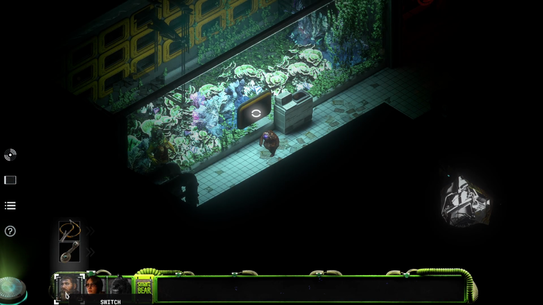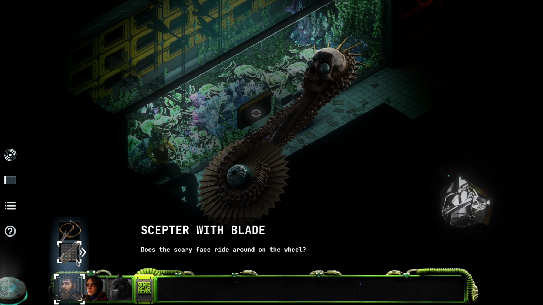And then I'm gonna see about smashing it with Mac, because, you know. Does the scary face ride around on the wheel? Probably not. It's probably not a unicycle. Alright. Said the blade was loose. Let's use our brute strength to see if this thing's going to come apart on us. And if not, then I guess maybe we can try to find a use for it as a whole.